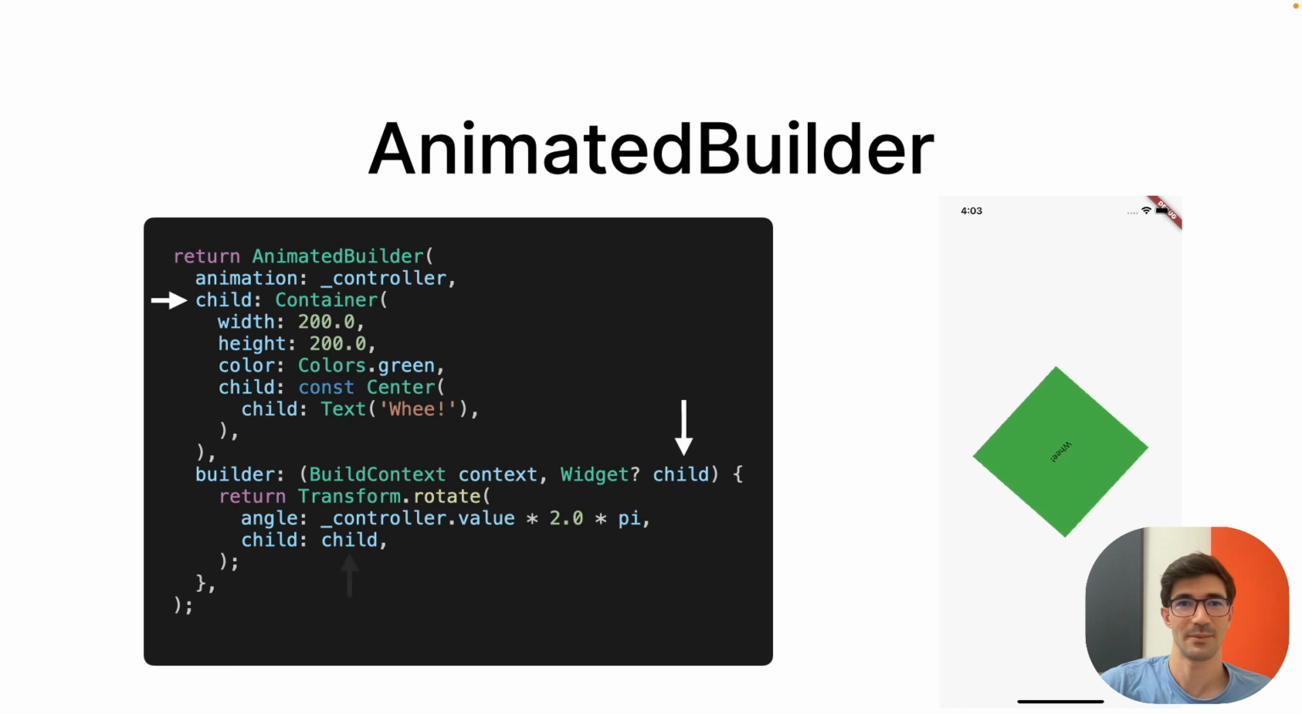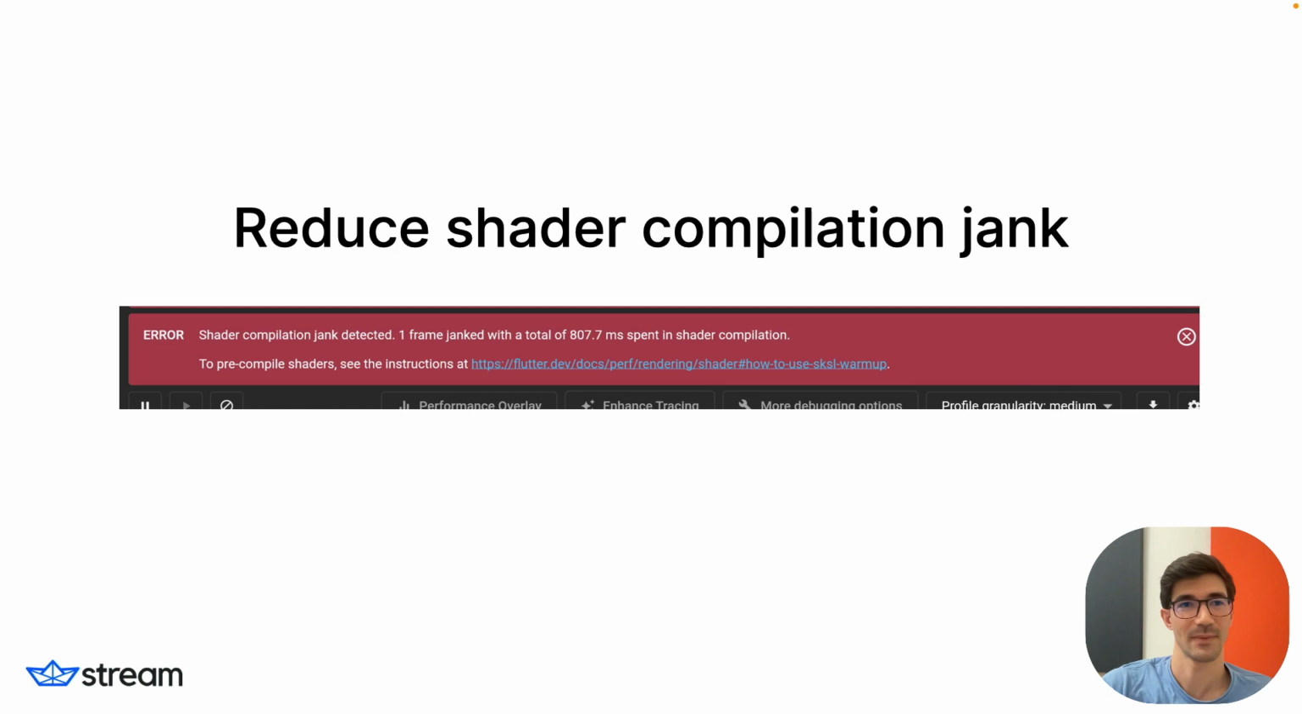Okay, next up, the power of caching and reusing widgets. Animator Builder is a good example of caching widgets. Here we create the child once and then reuse it in the builder. In a similar way, you can cache your own widgets and use builders creatively.